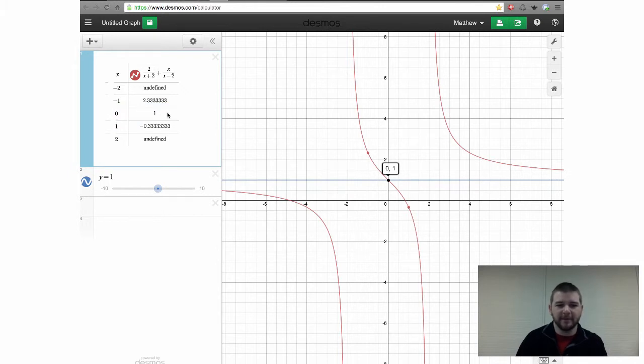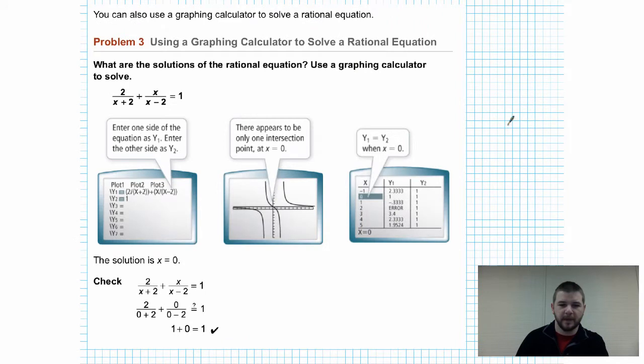So perfect, we've identified the intersection of these two functions, which, if you recall, represents the solution to our equation. Therefore, the solution is x equals 0. A quick check of our solution. We substitute 0 for x in the original equation and ensure that it works.